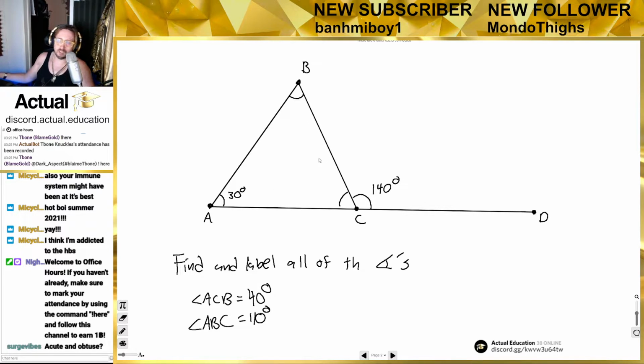So the key things that T-Bone used here, guys, is that two angles, if they make up a straight line, have to add up to 180. So that's how we got this one to be 40 degrees. And then within a triangle, the sum of all the angles also has to add up to 180 degrees, because the sum of the interior angles of a triangle is 180 degrees. Very good.